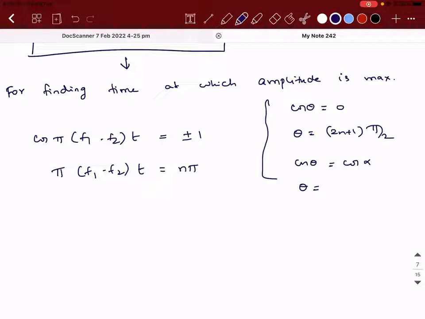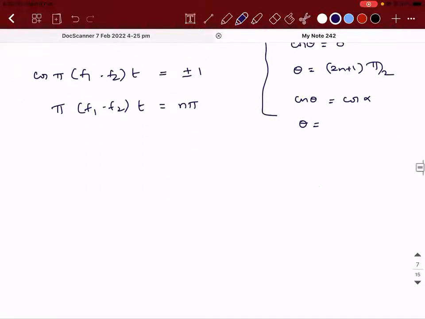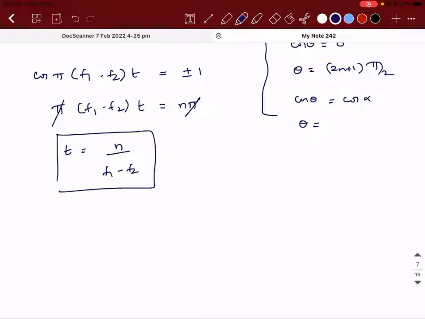So n pi is not coming for plus 1 or minus 1 separately. It is a combined effect of it. So pi and pi will get cancelled. t will be equal to n divided by (f1 minus f2). So this is the time at which the amplitude will be maximum, where n belongs to the integer set.